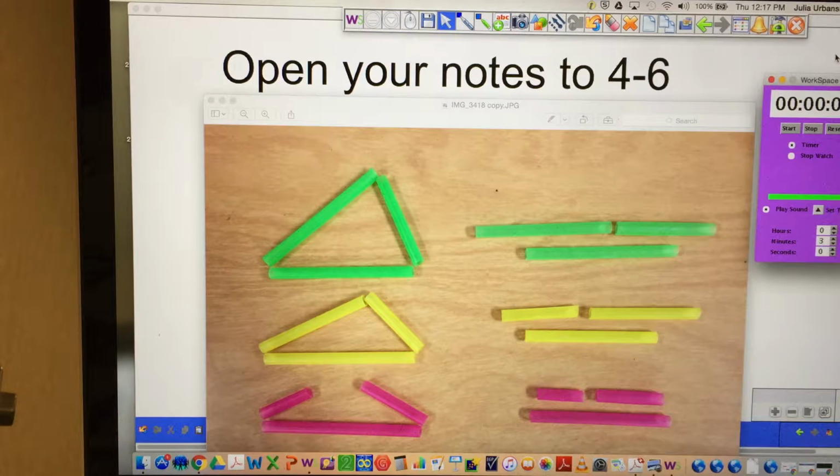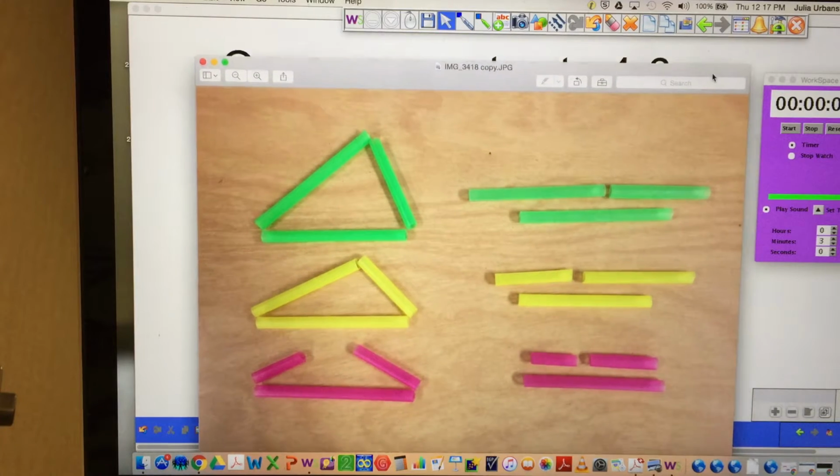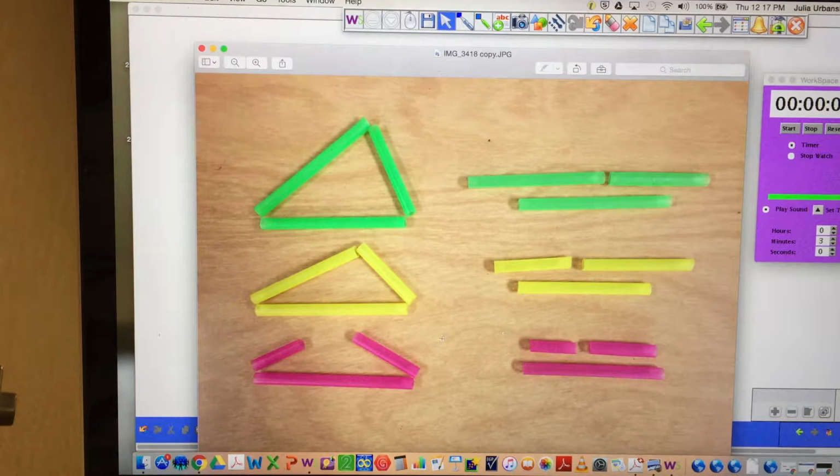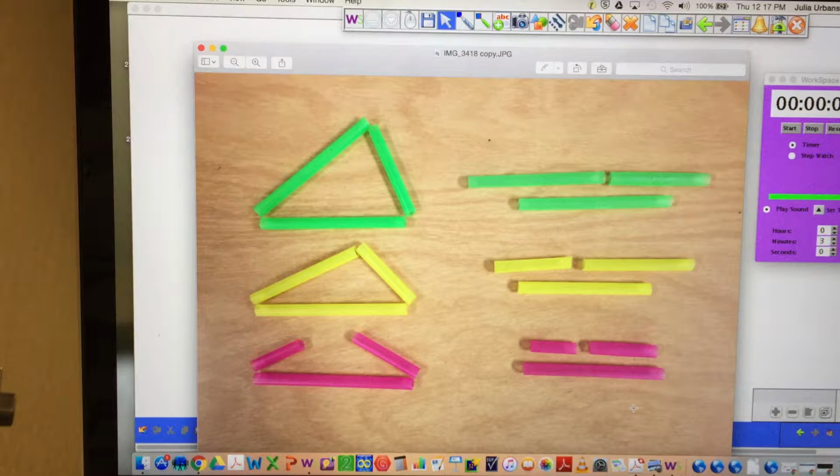Because what you guys just did was you just figured out a rule on your own. So turn to 4-6. I'm going to give you the section title, but you'll get it again on Monday when we finish these notes. But who can tell me in their own words here, why was it that the pink one didn't work and the other two did?